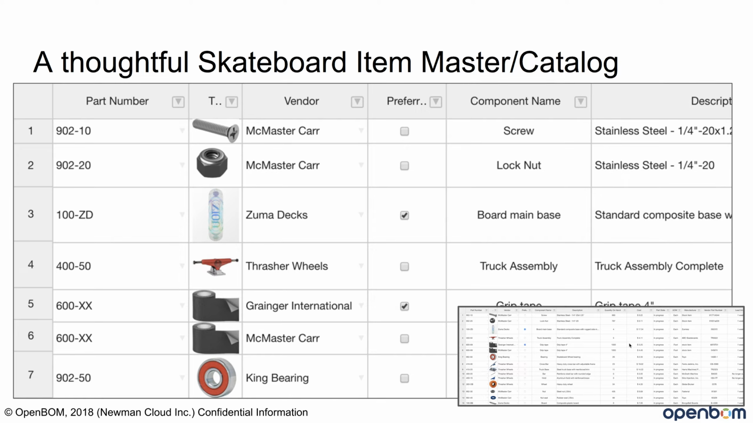I can also have, in the case of my grip tape, maybe a couple of vendors that I buy this part number from, and I might have a different price from each vendor or different lead time. And in my item master, I would want to indicate which one is my preferred vendor. And we'll take a look at what that means as well. So these are the kind of things. The bulk of the work goes into creating a thoughtful item master.